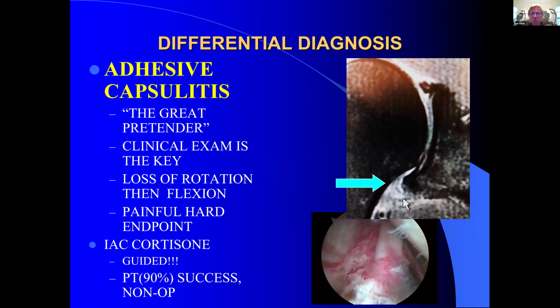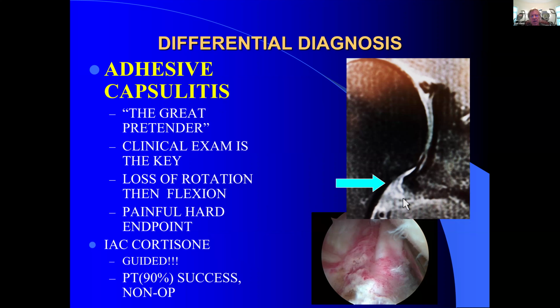So differential diagnosis, what goes wrong with the shoulder? What brings patients into the office? Well, adhesive capsulitis or frozen shoulder can be associated with other diagnoses, but it can also be something that really sets the patient back. So it's the great pretender, and clinical exam is the key because they lose rotation first. They can't reach behind their back. If they externally rotate and you push them quickly, they get a zing of pain. And so it's called a painful hard endpoint.